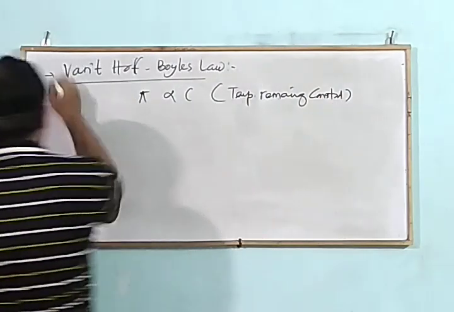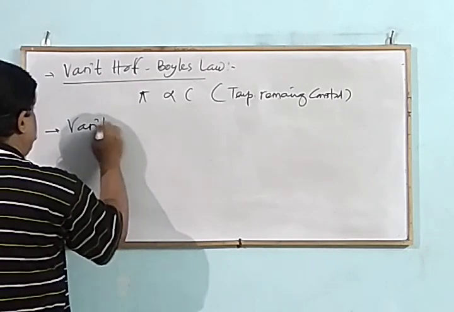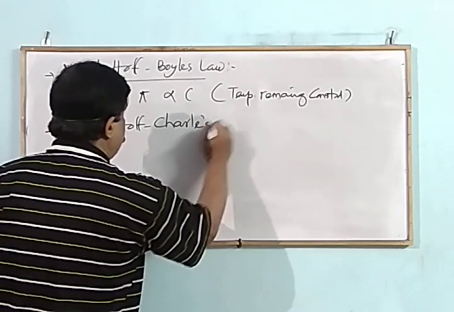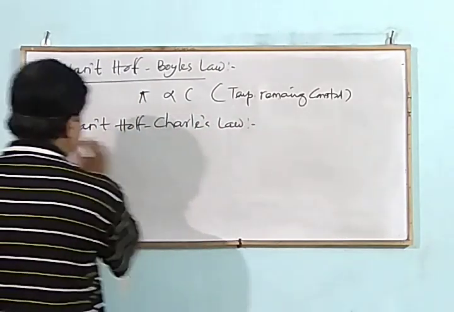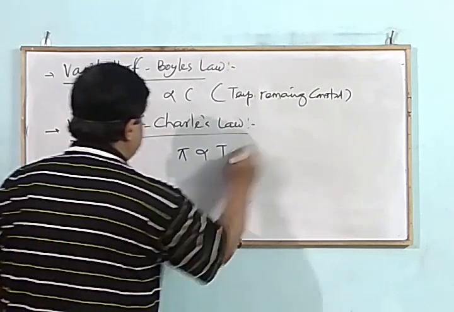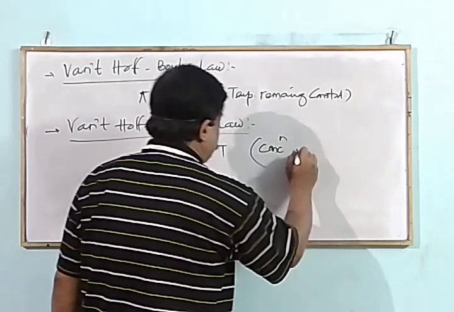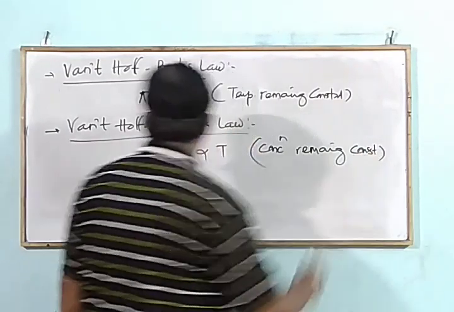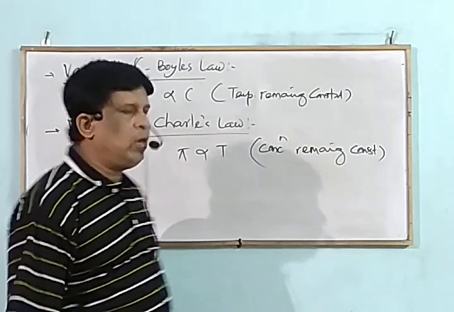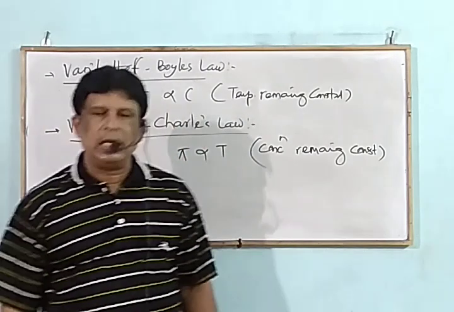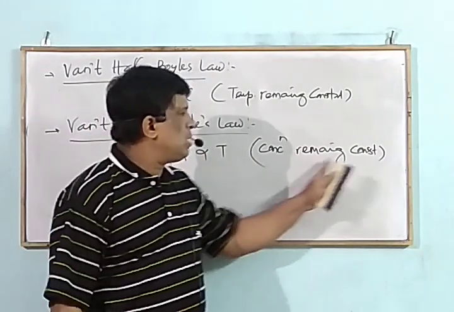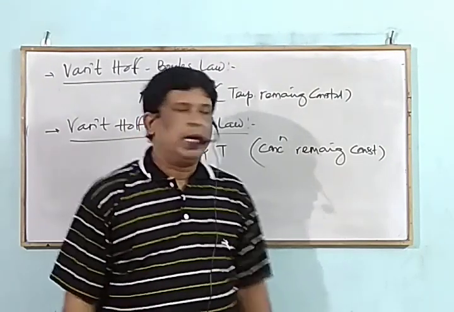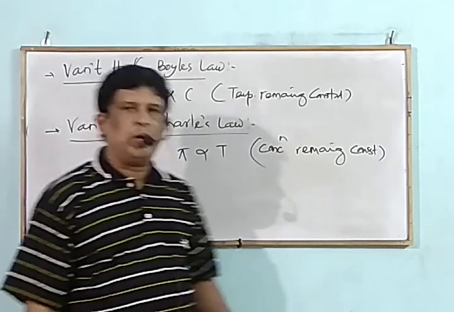Next is Van 't Hoff's Charles law. Mathematical expression: pi proportional to T, concentration remaining constant. Mark that. This law, Charles Van 't Hoff law, states that with concentration remaining constant, the osmotic pressure of a dilute solution is directly proportional to the temperature.